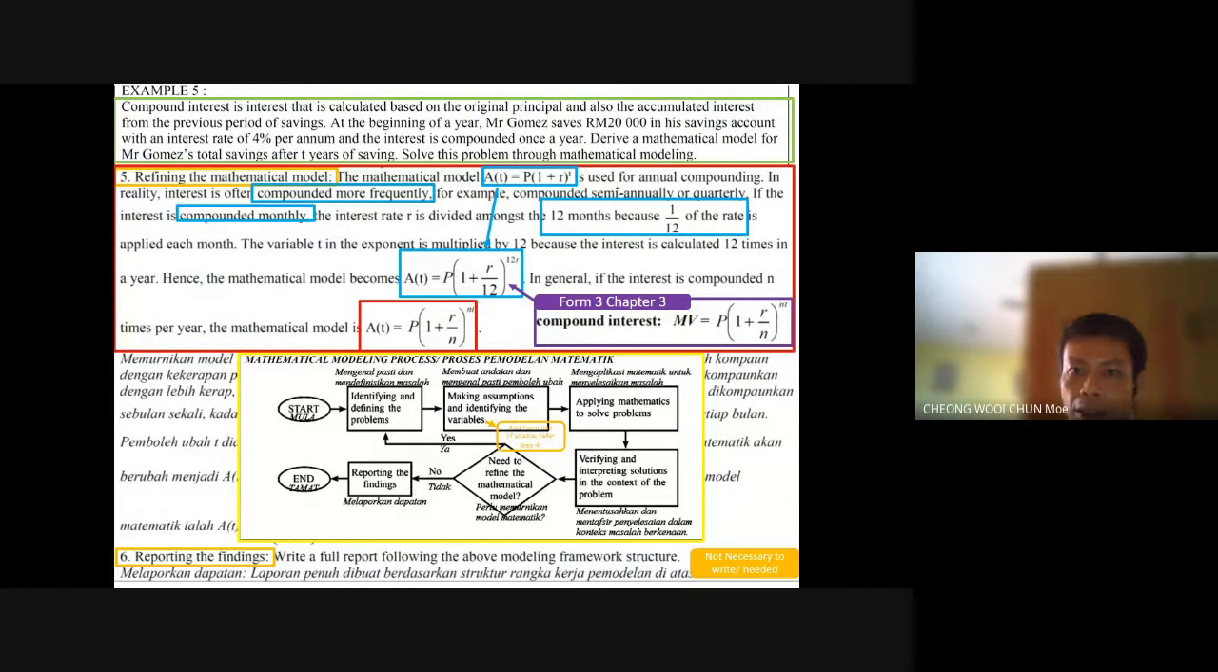It is used for annual compounding. In reality, interest is often compounded more frequently, for example, compounded semi-annually or quarterly. Quarterly means each quarter they will compound, and semi-annually means every half year they will compound. So if the interest is compounded monthly, the interest rate is divided among the 12 months. Means 1 year has 12 months, every month. So 1/12 of the rate is applied each month.